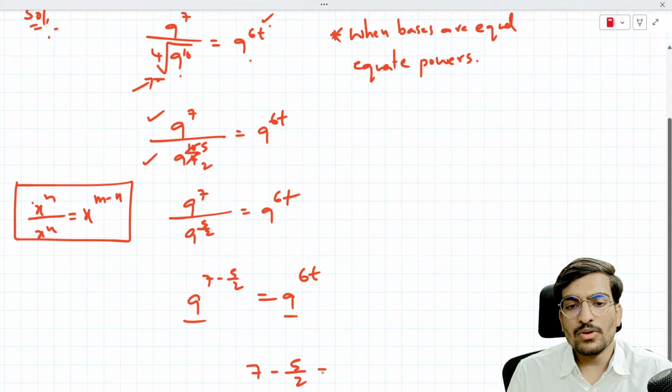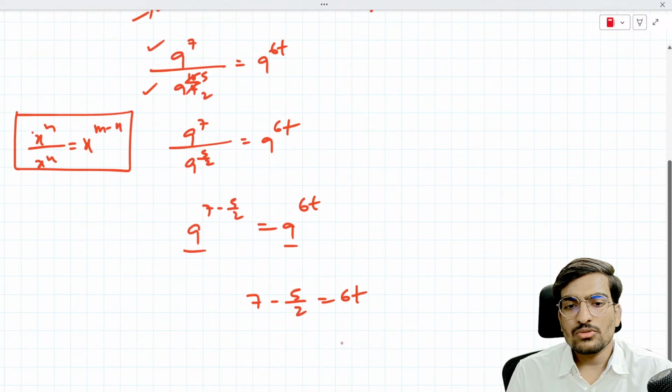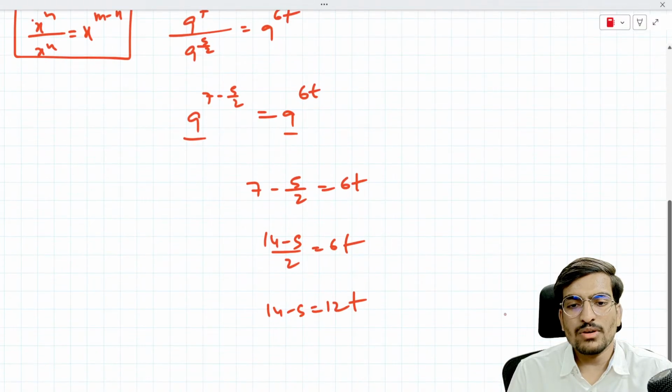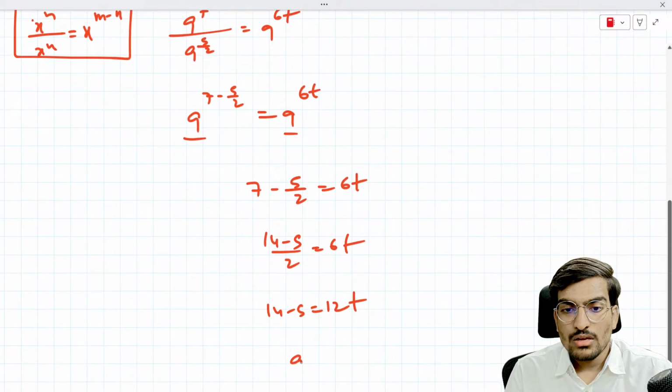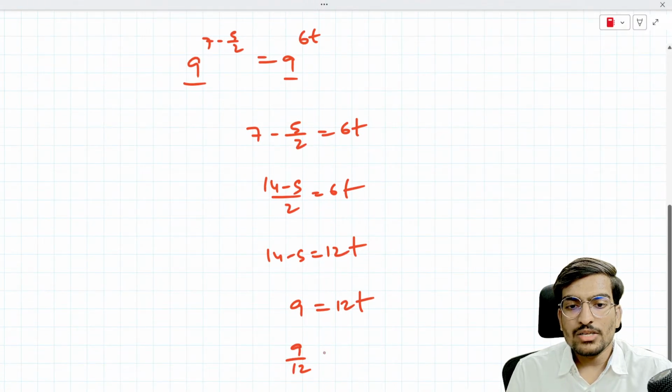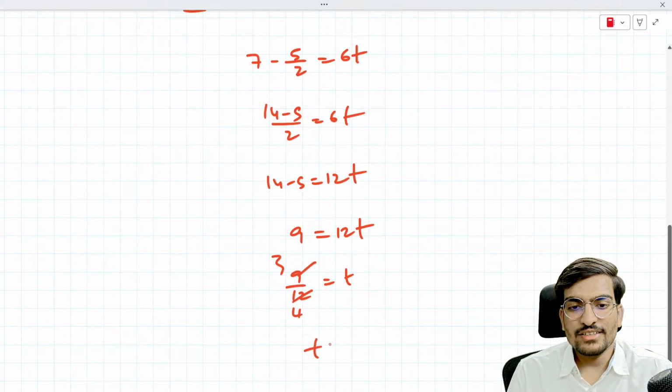7 minus 5 by 2 equals 60. So that equals 14 minus 5 by 2 equals 60. That equals 14 minus 5 equals 12t. 14 minus 5, which equals 9, equals 12t. That is 9 by 12 equals t. Three 3s, three 4s. Finally, yes, you are right. t equals 3 by 4.